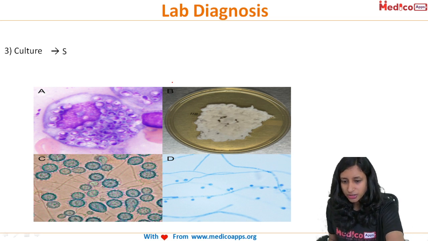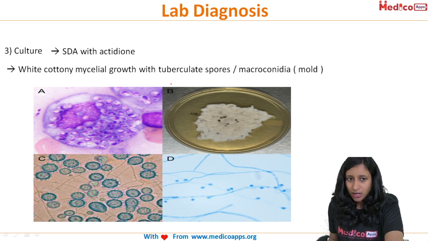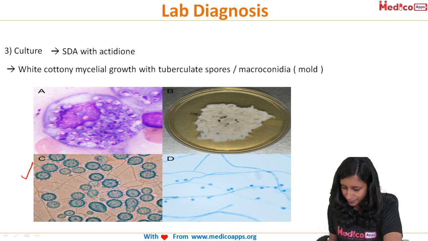In your culture, what you normally see is white cottony mycelial growth, and you see tuberculate spores or macroconidia. So this is a growth that you see at 25 degrees centigrade. And now what you see here is the colonies are usually white or buff colored. It contains tuberculate macroconidia, and it also contains microconidia.